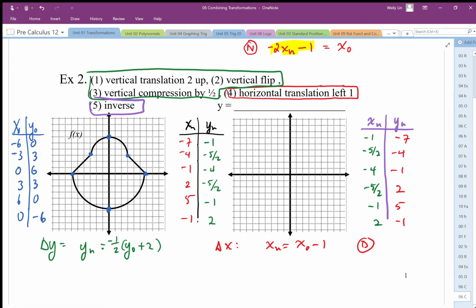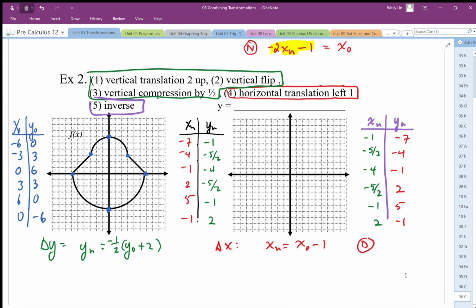I'm going to draw the picture first, then I'm going to worry about the notation. Notice again, I've not done anything backwards. Everything that's been described to me is exactly what should happen. And again, notice that I did the inverse last to make it much easier for myself.